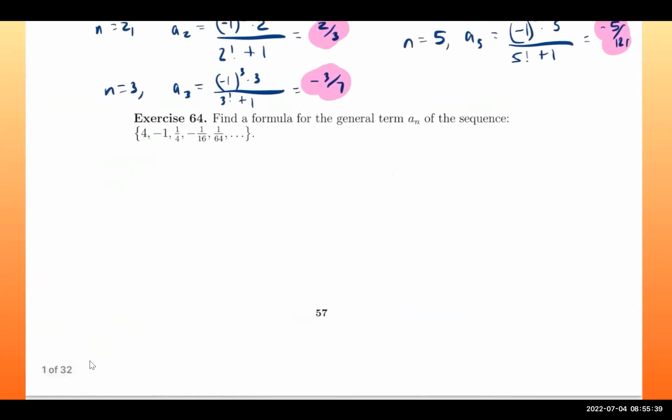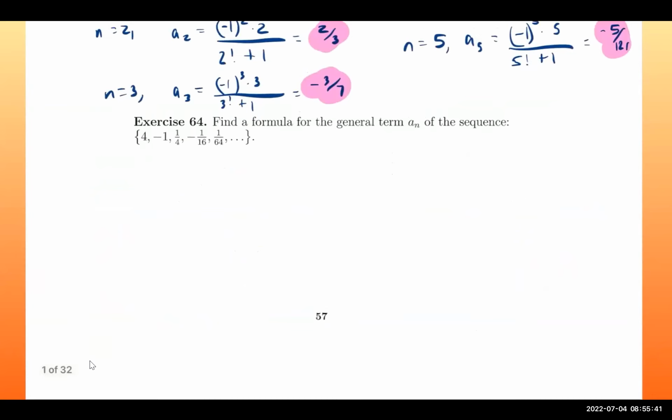All right, the next example says find a formula for the general term a sub n of the sequence. So you want to notice that it is a geometric sequence, and what makes it a geometric sequence is that it has a common ratio of negative 1/4. That is, if you multiply the first term by negative 1/4, you'll get negative 1. If you multiply that by negative 1/4, you'll get the next term, and so on and so on.